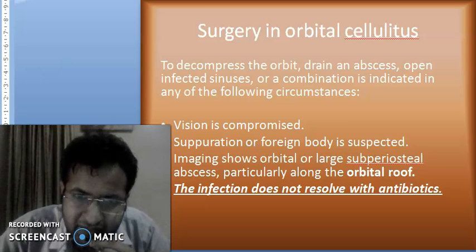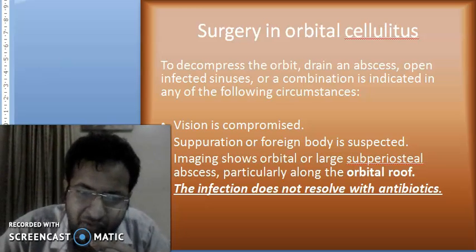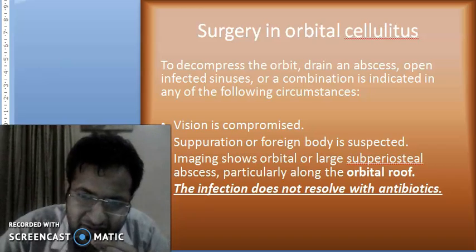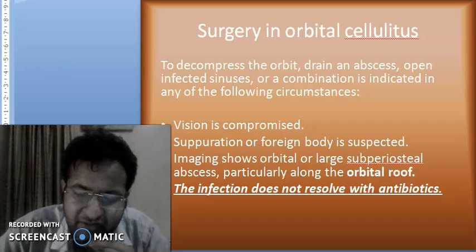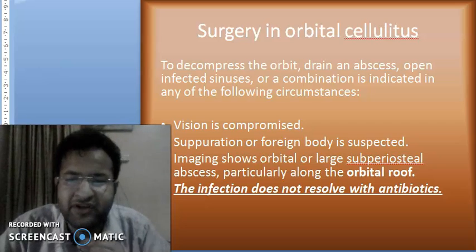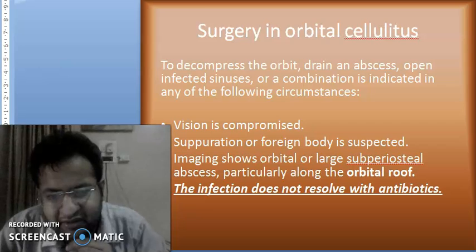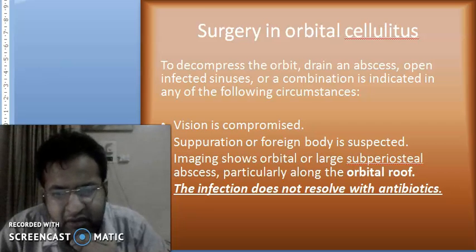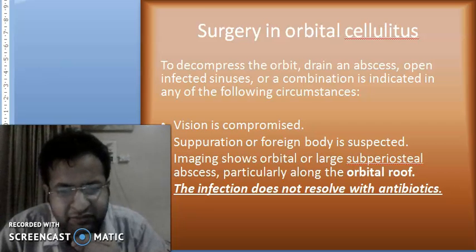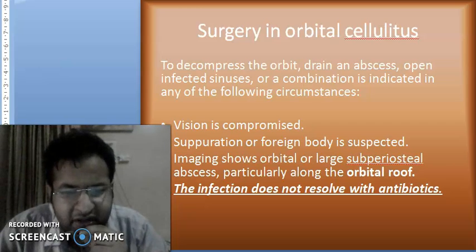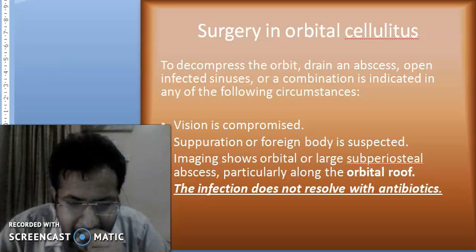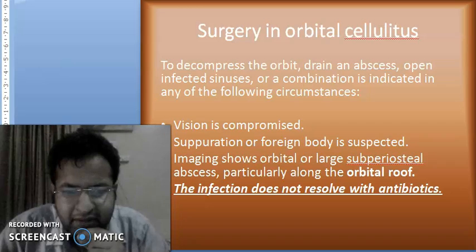Surgery is done in orbital cellulitis to decompress the orbit, drain an abscess, open infected sinuses, or a combination, and is indicated in any of the following circumstances: when the vision is compromised, suppuration or a foreign body is suspected, imaging shows an orbital or large subperiosteal abscess, particularly along the orbital roof, or the infection does not resolve with antibiotics. At this juncture, surgery can be done in cases of orbital cellulitis.